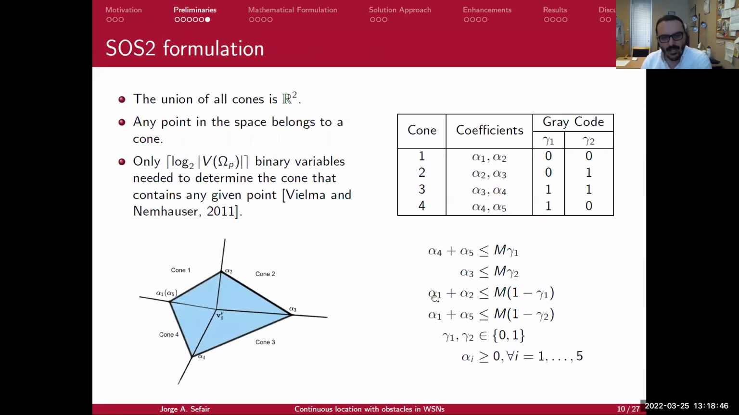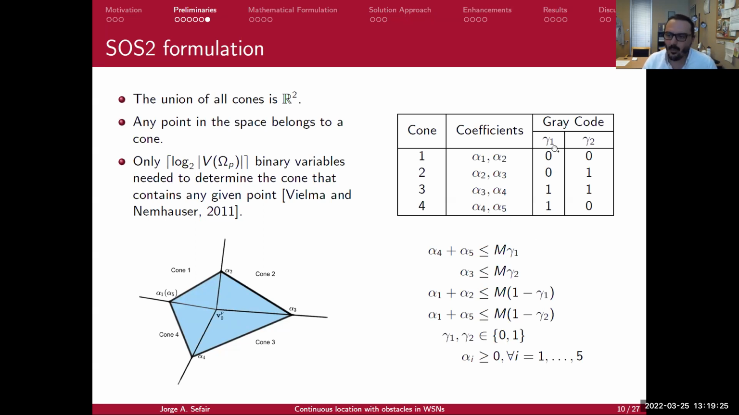Now, for the SOS2 formulation, we're using the results from Vielma and Nemhauser in 2011, the logarithmic formulation for the SOS2, and that helps us drastically reduce the number of binary variables that you use in the model. So in this case, I have this simplified example with 4 cones, and I have these potential coefficients for each of the vertices, and then for each cone, I have in this case a binary code using only 2 binaries, gamma 1 and gamma 2, and depending on the values of those binary variables, I just turn off or let be positive the appropriate coefficients.